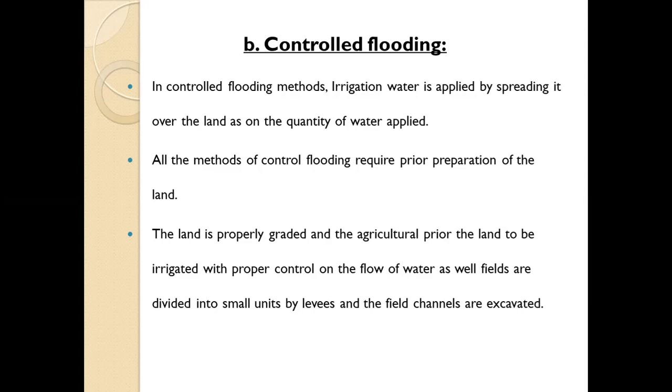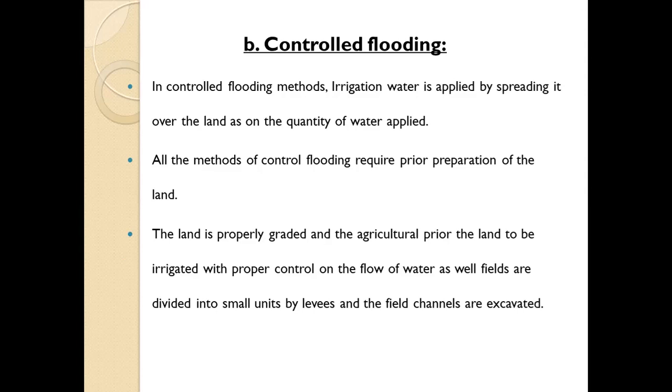You see, there is a huge difference between uncontrolled flooding and controlled flooding, right? So in uncontrolled flooding, no land preparation is required before the irrigation water is applied, and it is spread all over the land improperly. The land is not properly graded in uncontrolled flooding, while in controlled flooding the land is properly graded, and prior to being irrigated, there is a proper control of the flow of water, right?